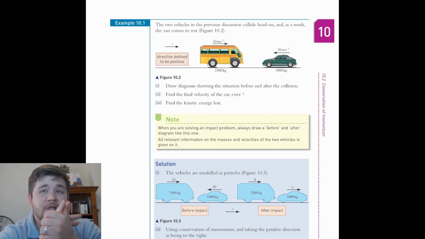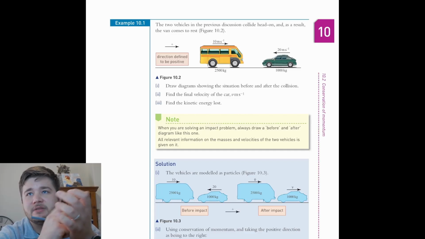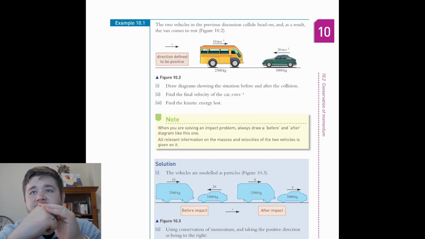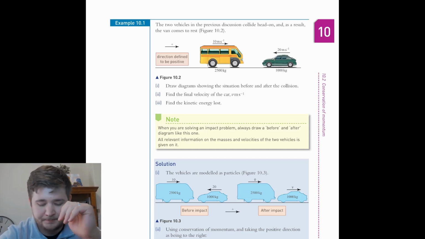Now, to save us a little bit of time, I'm going to use the textbook's drawing here. So the vehicles are modeled here in 10.3. We have our 2.5 ton truck moving to the right, our ton vehicle moving to the left at 20 meters per second, and the van at 10 meters per second. Afterwards, we have some V for the car moving backwards, and we have 0 velocity for the truck.